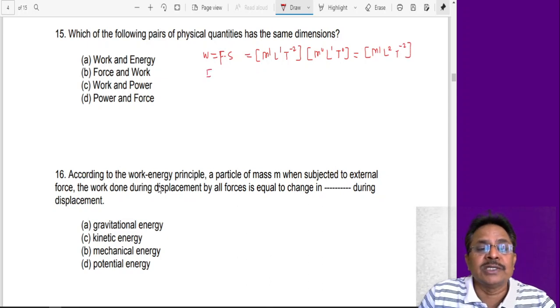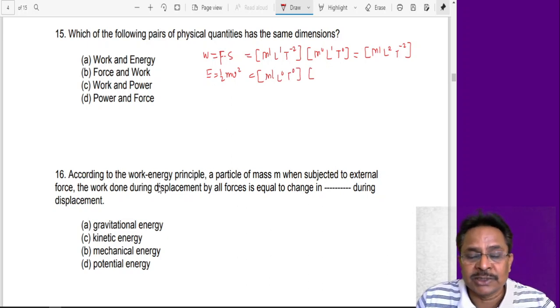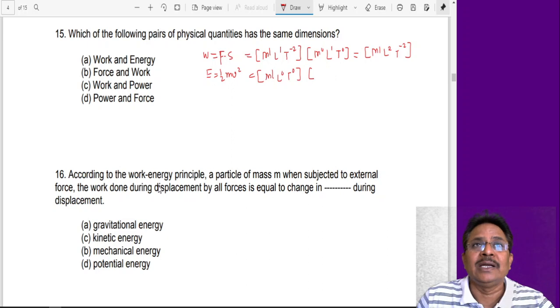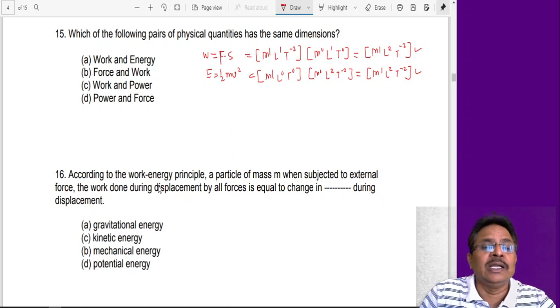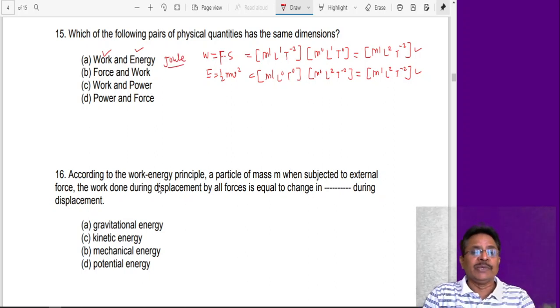Whereas for energy, just now we have calculated, it is 1/2 mv square. Mass has M raised to 1, L raised to 0, T raised to 0, and v square: velocity is M raised to 0, L raised to 1 and T raised to minus 1, so making it square, I get M raised to 0, L raised to 2 and T raised to minus 2. Making this calculation, I get M raised to 1, L raised to 2 and T raised to minus 2. Note that both of these are just the same, and that's why work and energy have the same dimensions. You find the units of these are also the same, that is joules. Joule is the MKS unit used for work as well as for energy.